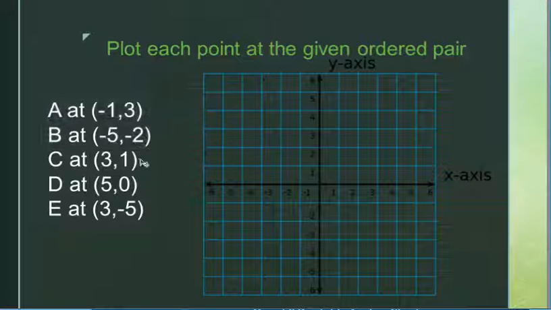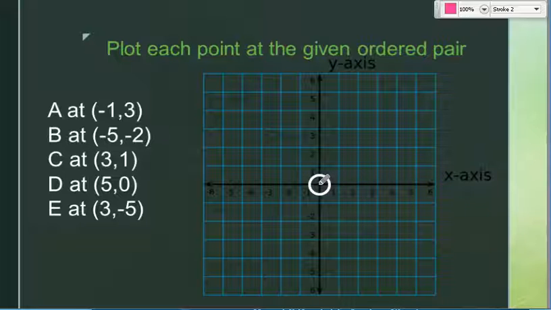Let's go ahead and plot point B. Point B is at negative 5, negative 2. So the x is negative, the y is negative. Anytime you have a negative x and a negative y, that means you're moving left and down, and that's going to put you in quadrant 3. So point B is at negative 5, negative 2, so let's start at the origin. To the left 5, 1, 2, 3, 4, 5, down 2, and we land right here. This is point B. Let's go ahead and look at point C.